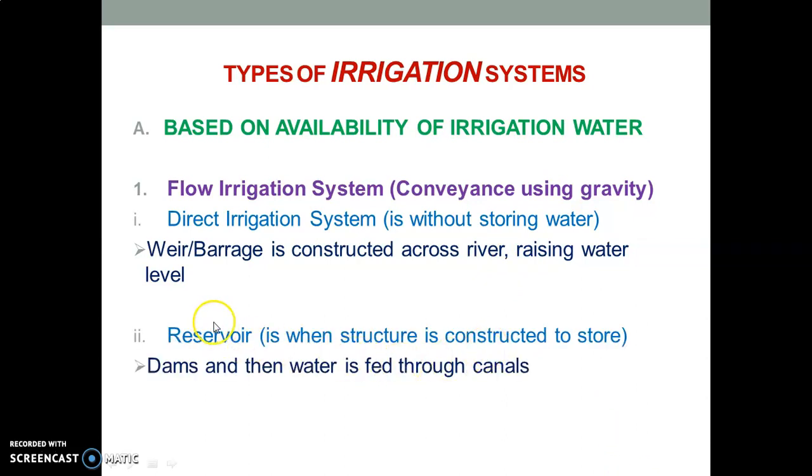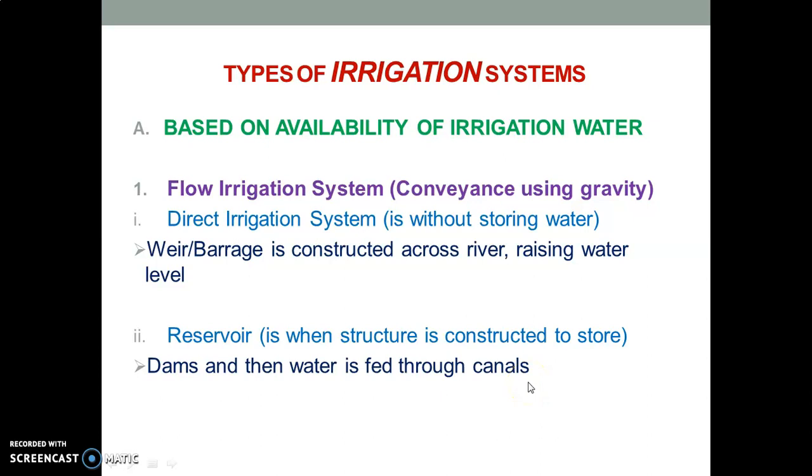Now the second flow irrigation system is the reservoir system. It is one in which a structure is constructed in order to store water. And when I say that, you all know we are talking about dams. So what does a dam do? A dam stores water on the upstream side of itself. That stored water is known as a reservoir. Now that stored water is fed to the agricultural fields through canals.